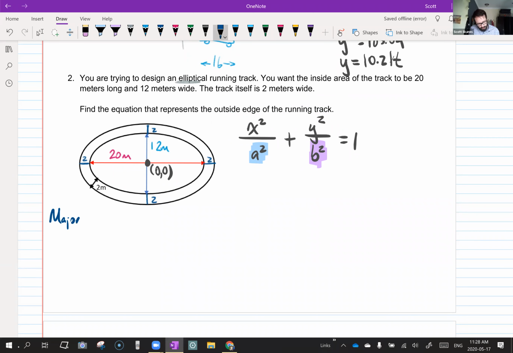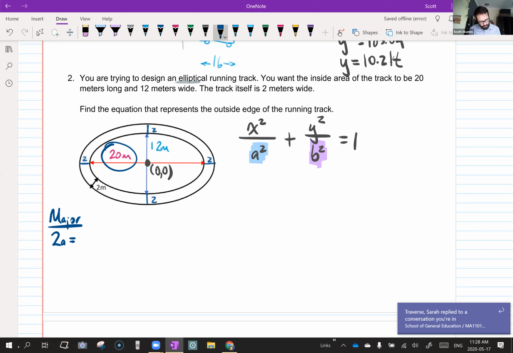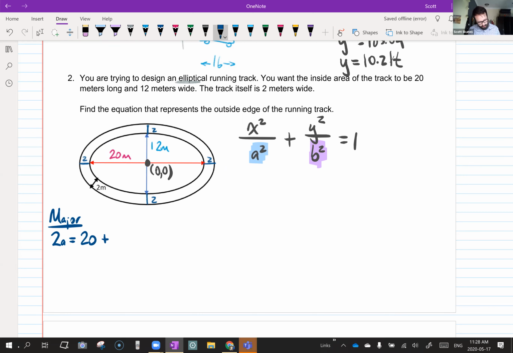So let me try to make this clear. The major axis, which in this case is the x, what's the length of the major axis? And be very careful when you answer this. What's the length of the biggest axis here? From the center to the very outside edge, the whole diameter. Well, what I see is a 20 and a 2 on either side. So really I have 20 plus 2 plus 2, or plus 2 twice. So that's 24.